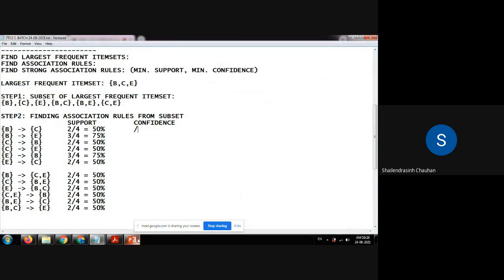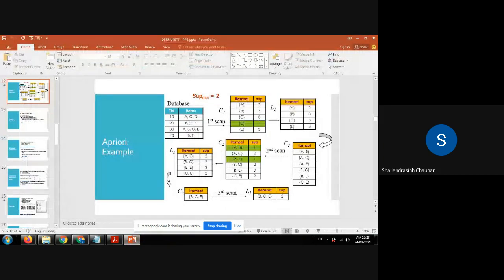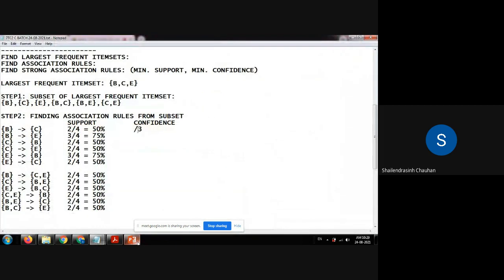You are having 3 transactions where you are having item B on the left-hand side. And out of all those transactions having B, how many times are you also having C along with B? C along with B. That will be 66.66%.